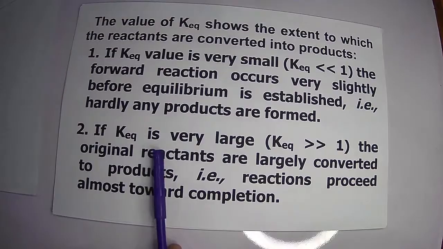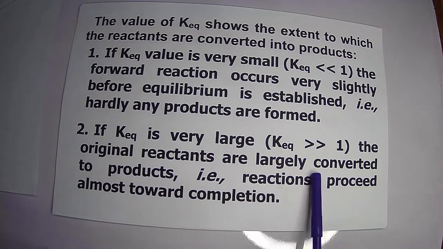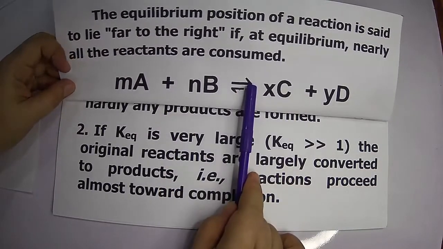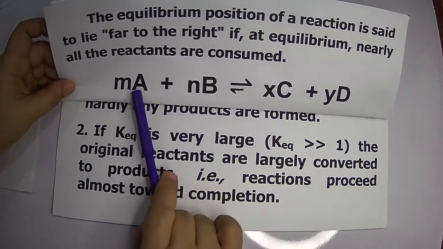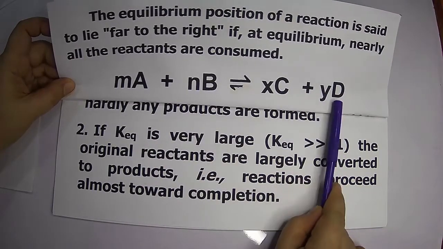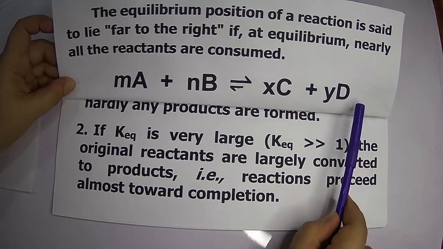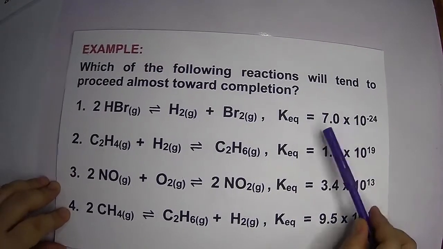Now, the second, if the Keq is very large, greater than 1, the original reactants are largely converted to products. Therefore, the reaction proceeds almost towards completion. If we illustrate it in a reaction, the length of the forward arrow is longer than the length of the backward arrow, meaning the reactants are converted to products, and the reaction is far to the right before equilibrium is attained. Okay, let us have an example to illustrate the significance of the Keq value.